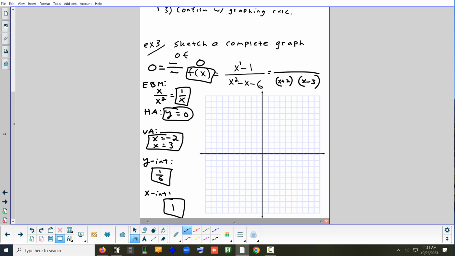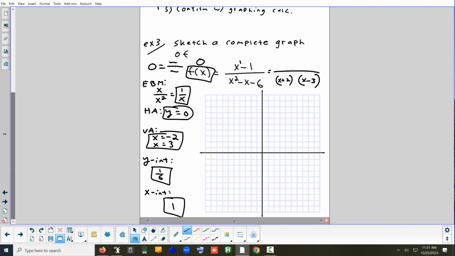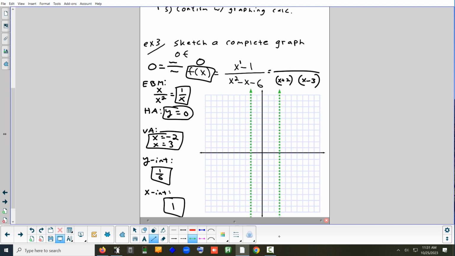And then we're going to use the calculator to evaluate near the vertical asymptotes. All right, so let's put vertical asymptotes at -2 and +3, and a horizontal one at 0. The y-intercept is at 1/6, so just above the origin, and the x-intercept is at 1. Oh, no, I had that in the right spot. X-intercept at 1. Sorry.